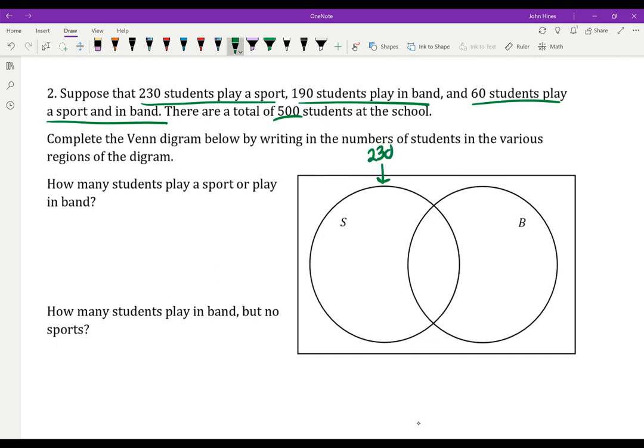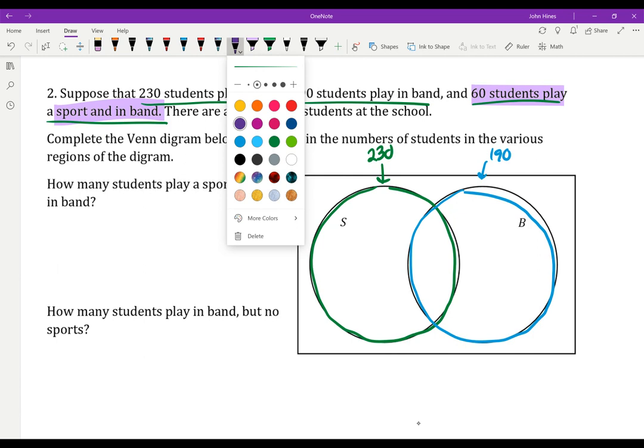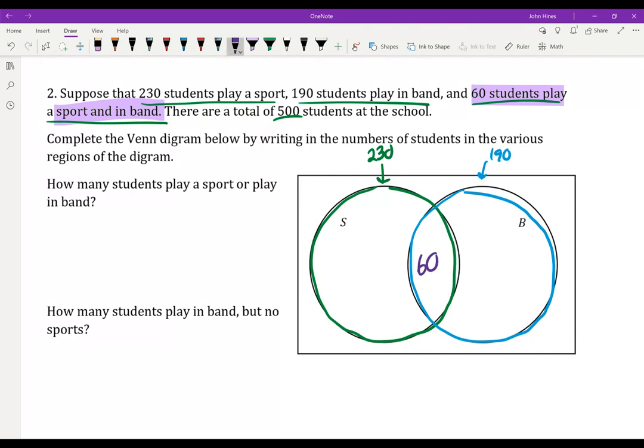I know the entire circle is 230. I know the entire band circle over here is 190. I cannot put those numbers in there because that's the entire circle. But what I can put in is 60 students play in both. So what that information does is let me put a 60 there. And now I can fill in those missing pieces by subtraction.